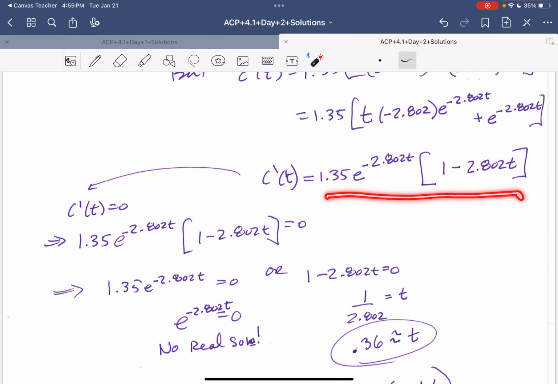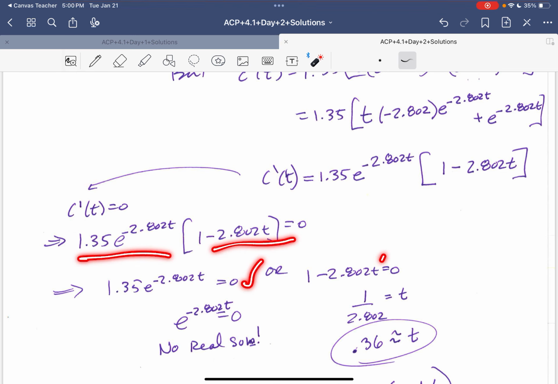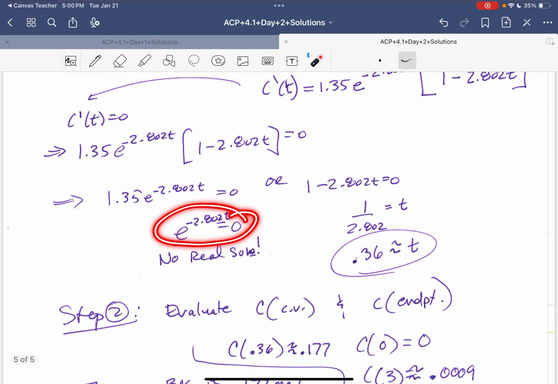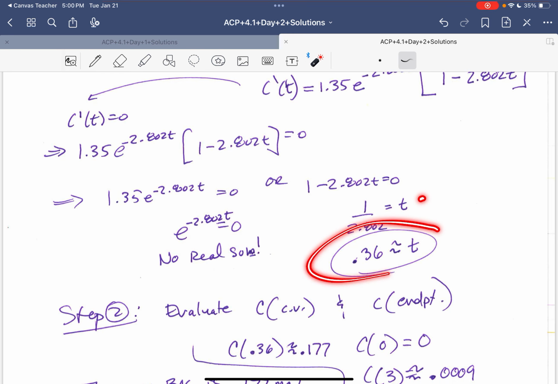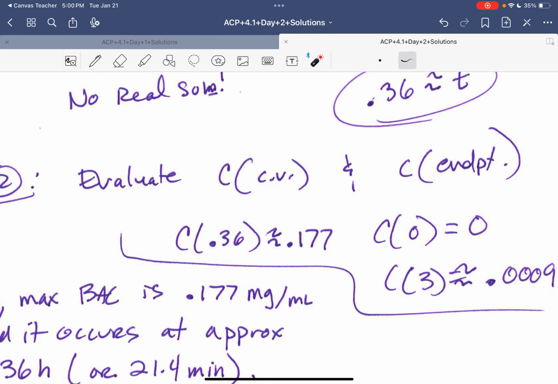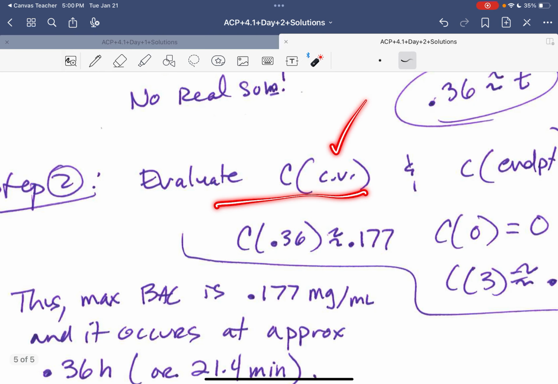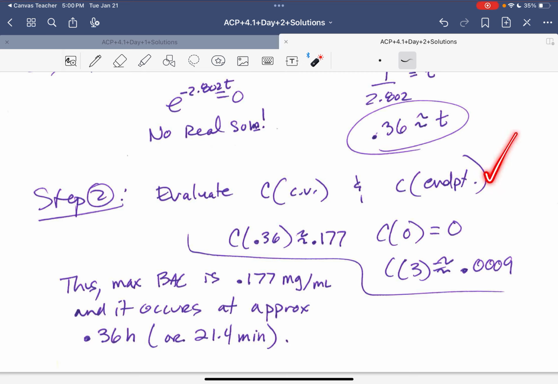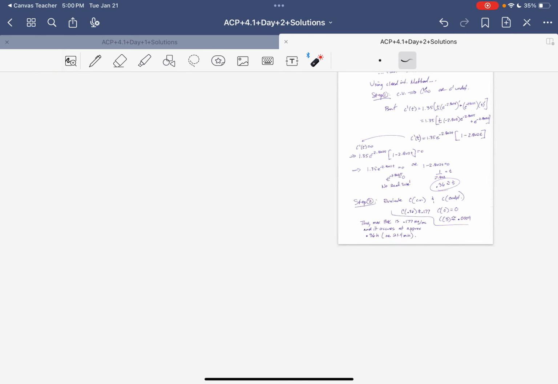Where is this undefined? Nowhere. Where is it equal to 0? Well, either this is equal to 0 or this is equal to 0. That's never going to be 0, but this just gives you about 3.6. So step number 2 is to evaluate f of the critical values, f of the endpoints. And it turns out that the largest that we ever see is this value. And so that is the max blood alcohol content, 0.177 milligrams per milliliter, and it occurs at approximately 0.36 hours. That's 21.4 minutes. Awesome.